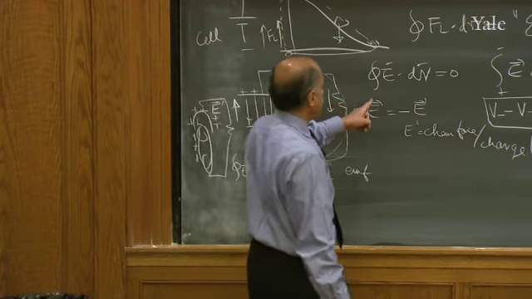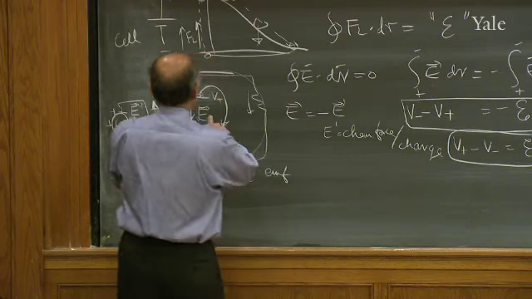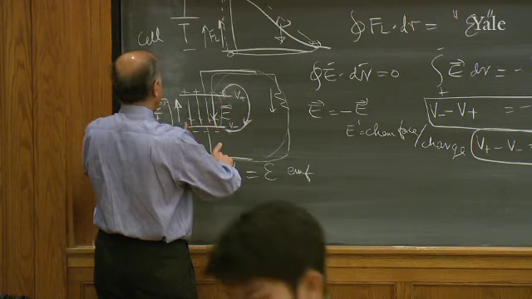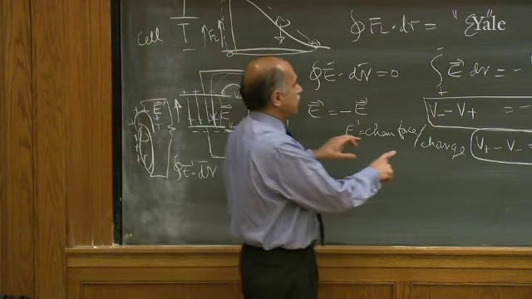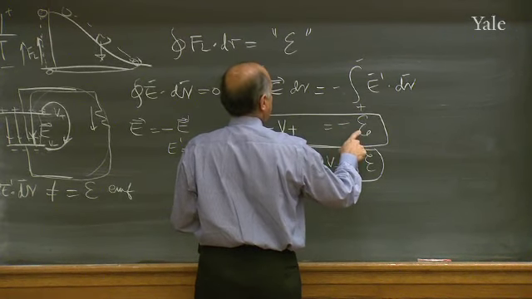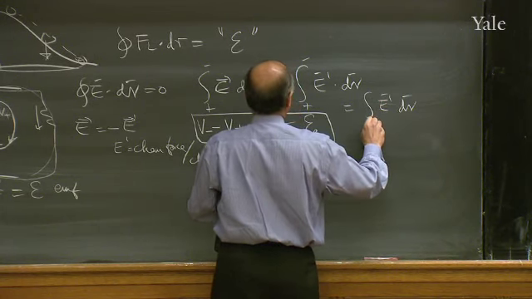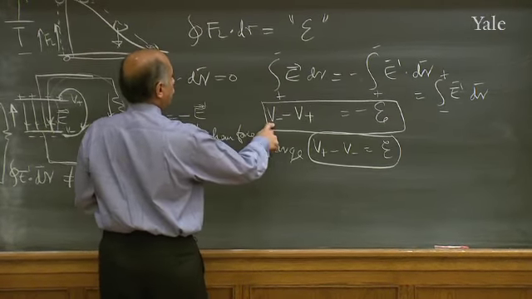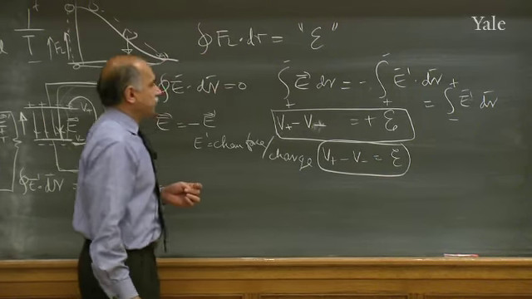Let me just make sure this part is correct. The line integral is 0, or if you like, the integral of the electric field from here to here, doesn't matter which path you take, the electric field is conservative, that's equal to the integral of minus E prime from here to here, but that's the same as doing it with the polarities reversed in the integral, and that will be the EMF. So that's equal to the integral of E prime dr from minus to plus, and that'll be equal to V plus minus V minus, if you write it that way.